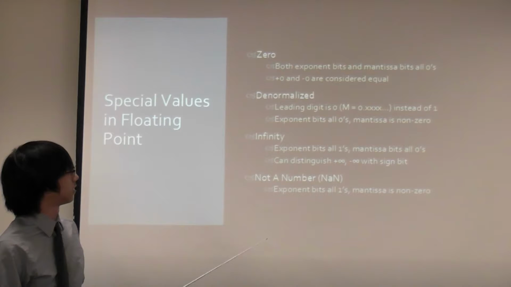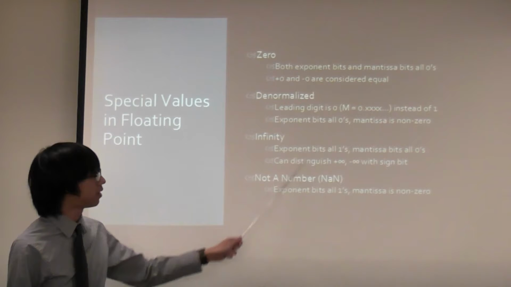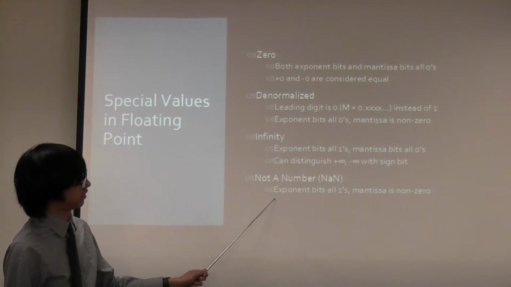Next, we also have to represent infinity, and that's represented when the exponent bits are all ones and the mantissa bits are all zeros. And with the sign bit, you can distinguish between positive infinity and negative infinity. Lastly, we have not a number, which means a number doesn't exist. That would be represented when the exponent bits are all ones and the mantissa is non-zero.